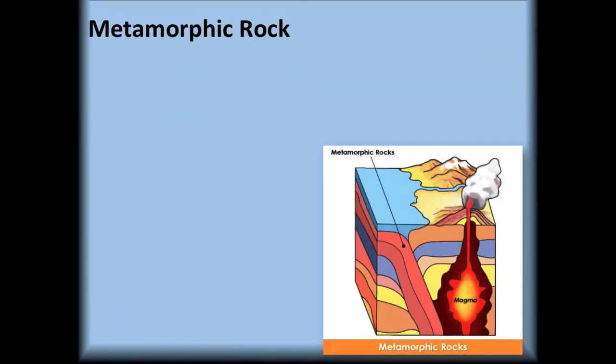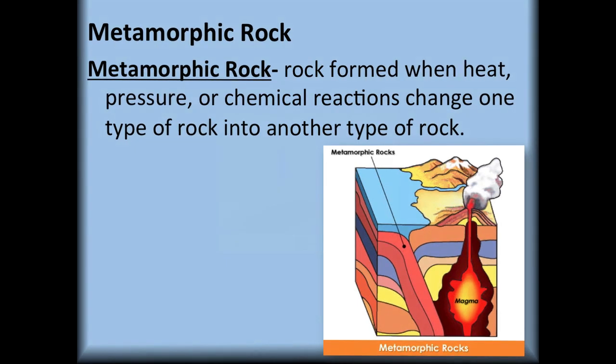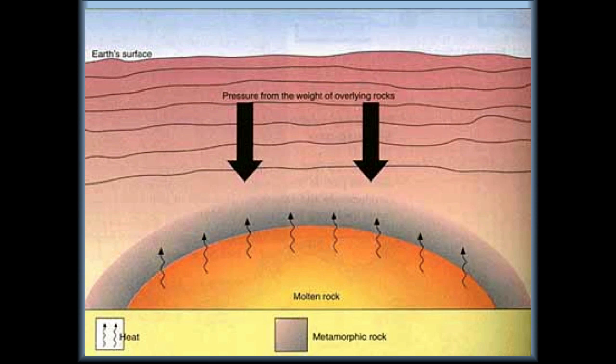Metamorphic rock. The definition is rock formed when heat, pressure, or chemical reactions change one type of rock into another type of rock. At first we had sedimentary rock, but as it goes down further and gets closer to this heat, because we know it's getting closer and closer to the mantle, this heat from the mantle actually transforms this sedimentary rock into metamorphic rock.